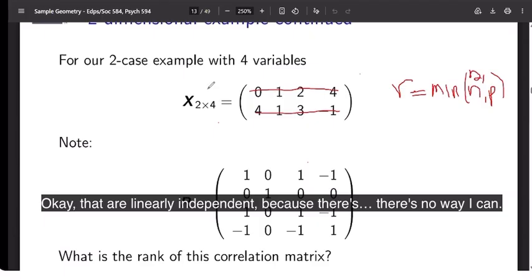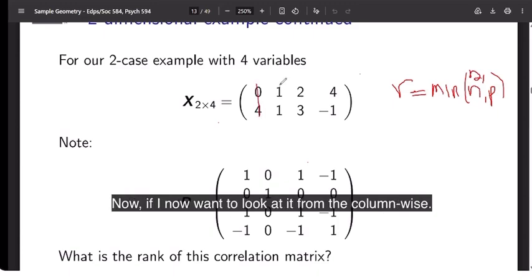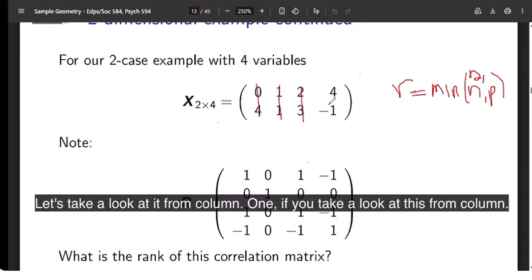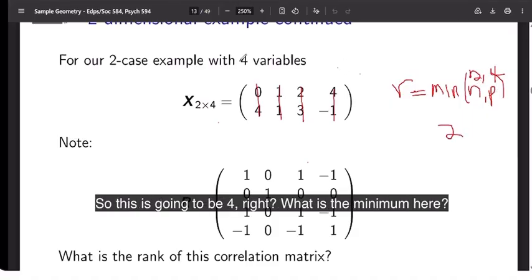Now, if I want to look at it column-wise, let's start from column one. Looking at all the columns here, they don't relate, so we have four independent columns. So this is going to be 4. What is the minimum here? The minimum is 2. So we're saying the rank of this matrix is actually 2.